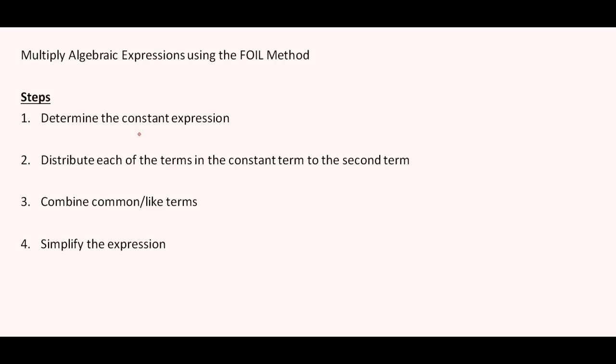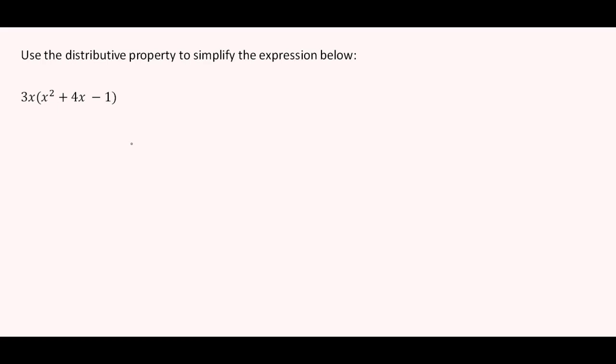Whenever you're trying to use the distributive property method, you want to determine a constant expression, and then you distribute each of the terms in the constant expression into the second term, and then combine common or like terms and then simplify the expression. Let's put that to practice.